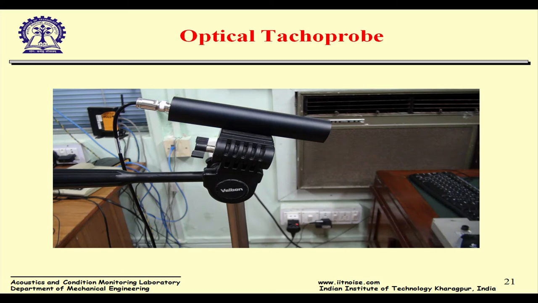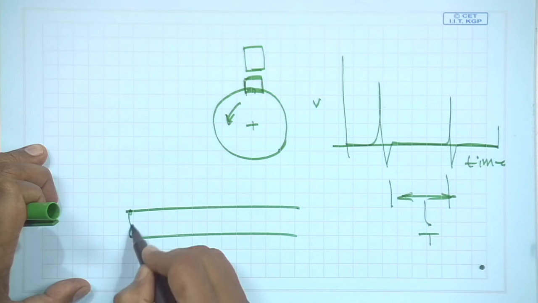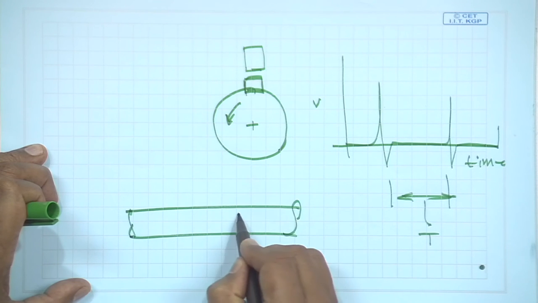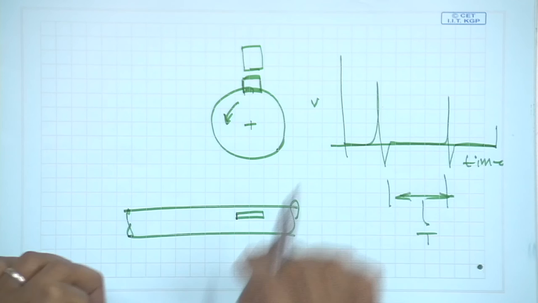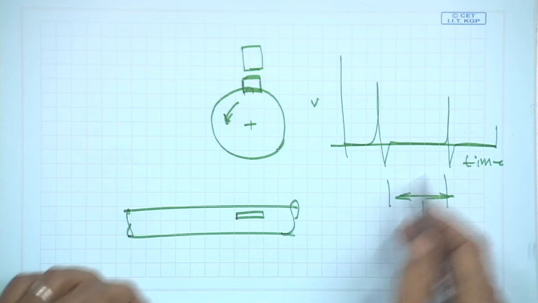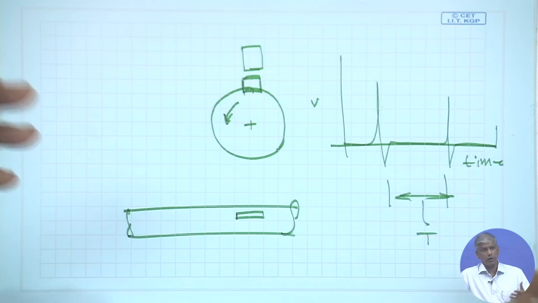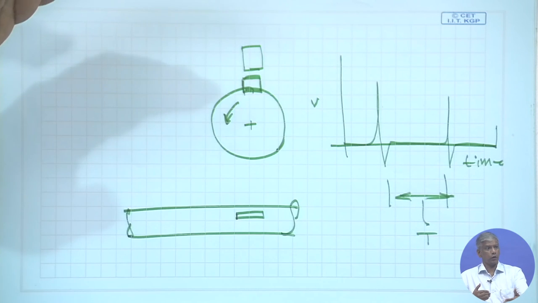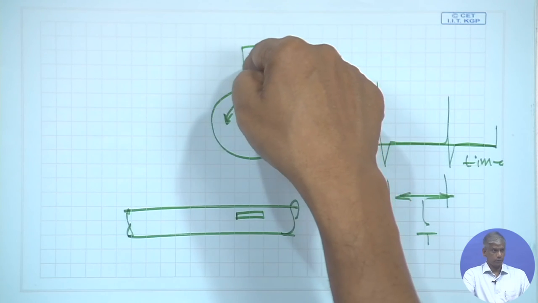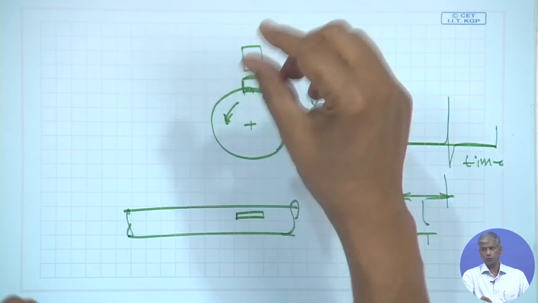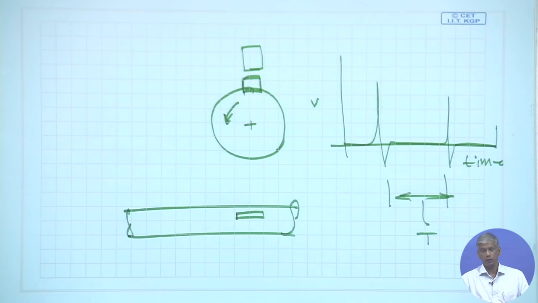Of course, we have the optical tacho probe. It's nothing but an optical light. If I put a reflecting tape on a shaft which is rotating, every rotation it's going to bounce off the light, and then I will get an optical trigger. The advantage is it can be far off, whereas the previous key phaser had to be close to the shaft, unlike the optical tacho probe.